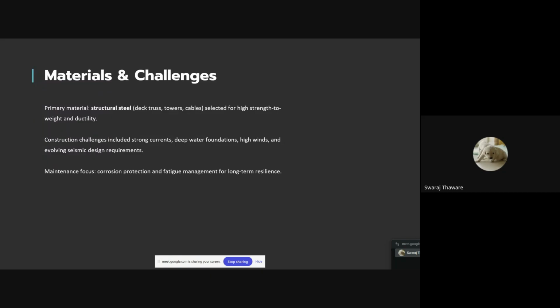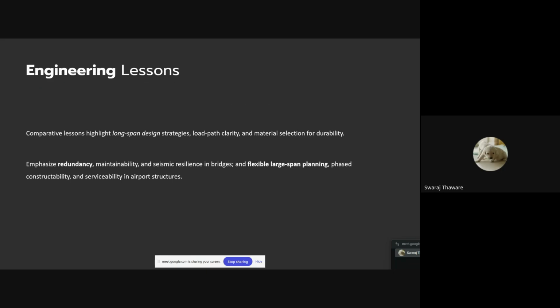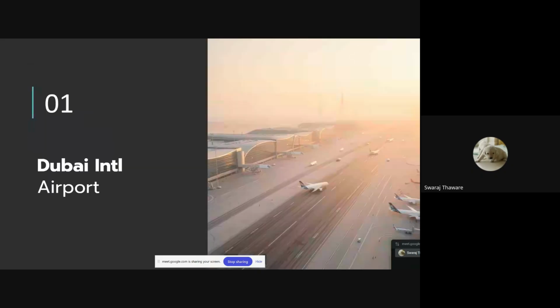The primary material is structural steel, selected for high strength to weight and ductility. Construction challenges included strong currents, deep water foundations, high winds, and evolving seismic design requirements. The engineering lessons we get here highlight long span design strategies, load path clarity, and material selection for durability, which emphasizes redundancy, maintainability, and seismic resilience in bridges.